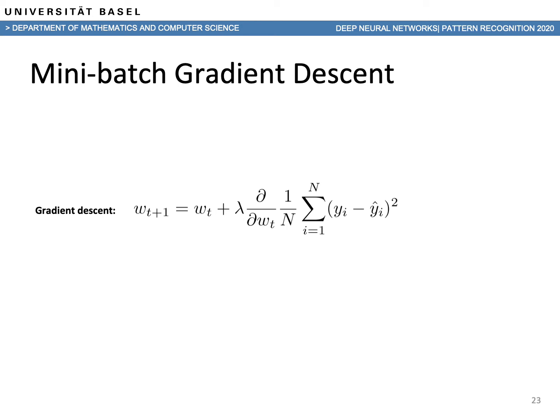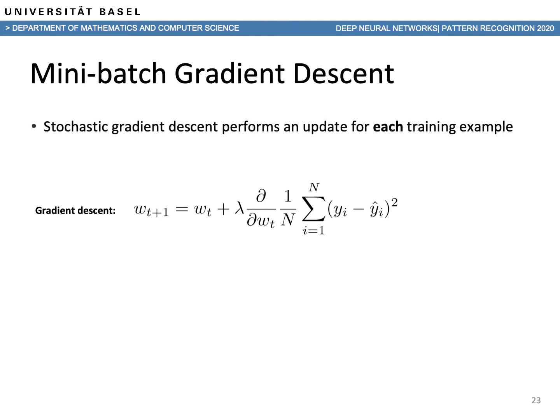In more modern systems, we have so much data that we cannot have all the data in memory and compute the gradient upon a full data set. So what is often used is mini-batch gradient descent. We can look at an extreme version first, which is stochastic gradient descent, which performs an update for each training example in the dataset.